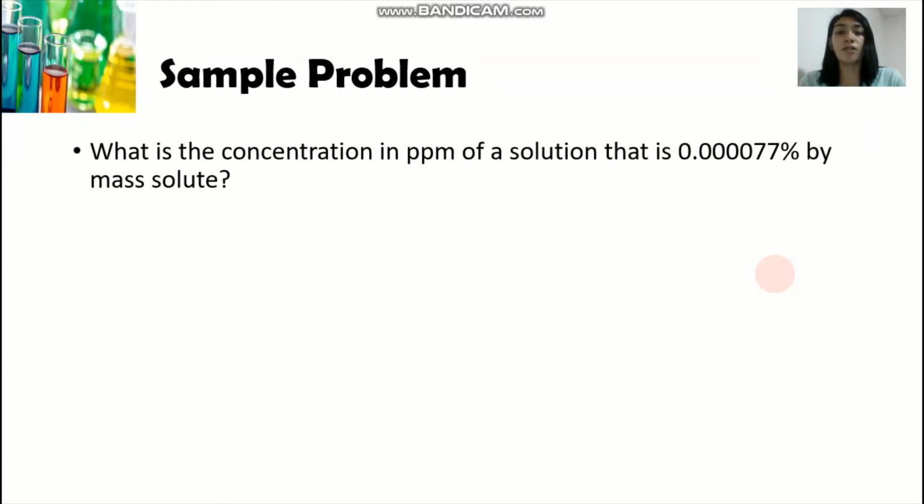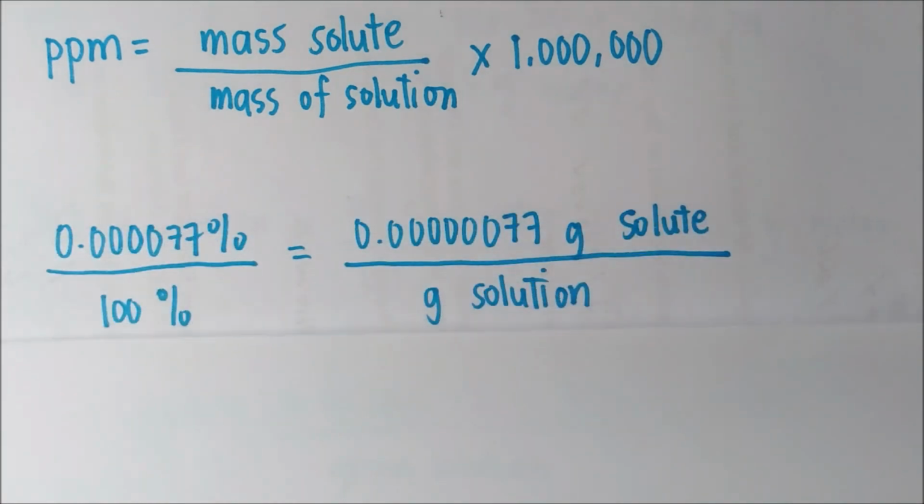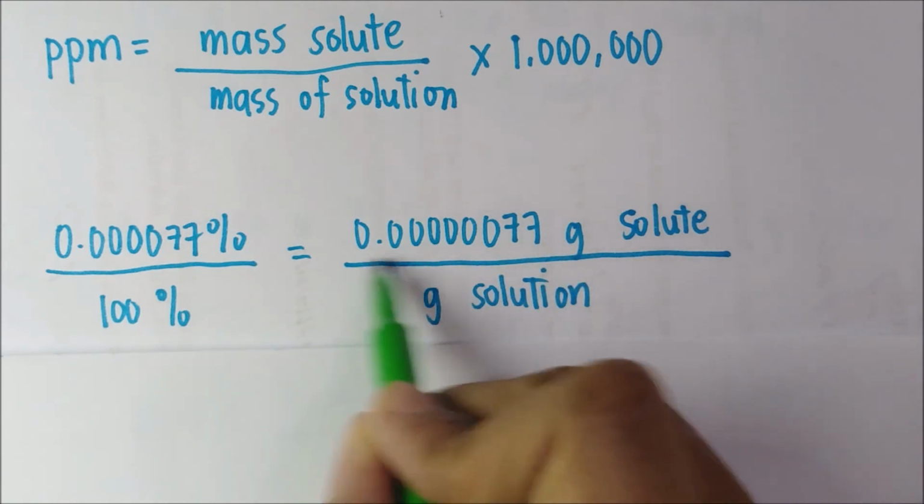So, next problem is, what is the concentration in parts per million of a solution that is 0.00007% by mass solute? So, the problem is a bit tricky because the given is actually the percentage already, and then we are looking for the concentration in ppm. Okay? So, our formula for ppm or parts per million is we simply divide the mass of solute by the mass of solution, then we multiply that to 1 million. Okay? So, since our given is 0.00077%, we could actually get the gram solute from that, okay? So, we simply divide it by 100%, to get now the gram solute per gram solution, okay? So, this is our value for the gram solute.